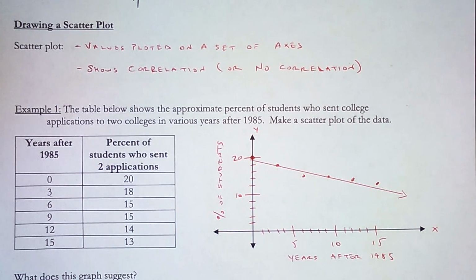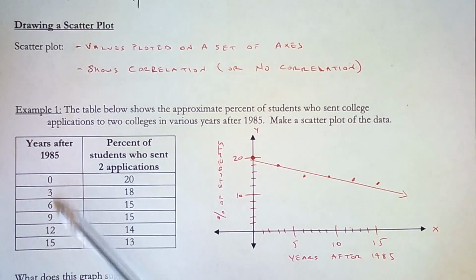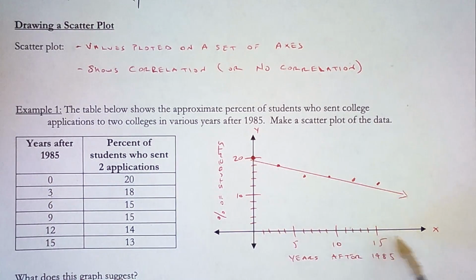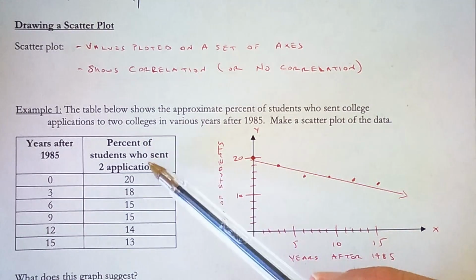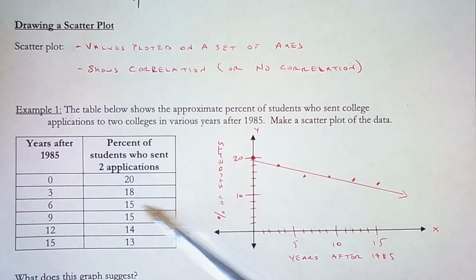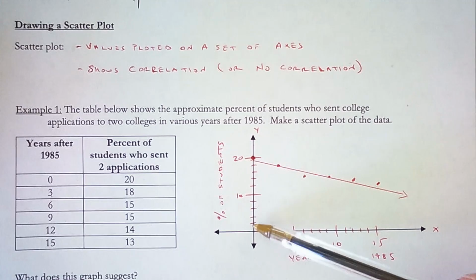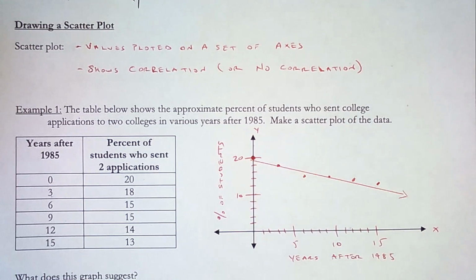Now notice that I've also done some labeling on here. It's important to label what each axis means. So for x, I've labeled it the years after 1985, and I go from 0 to 15, counting by ones. Then the y-axis is the percent of students who sent 2 applications, so I labeled this one as the percent of students. And I needed to go as high as 20, so I went from 0 to 20. And this one's a little bit shorter, so I counted by 2: 2, 4, 6, 8, and 10.